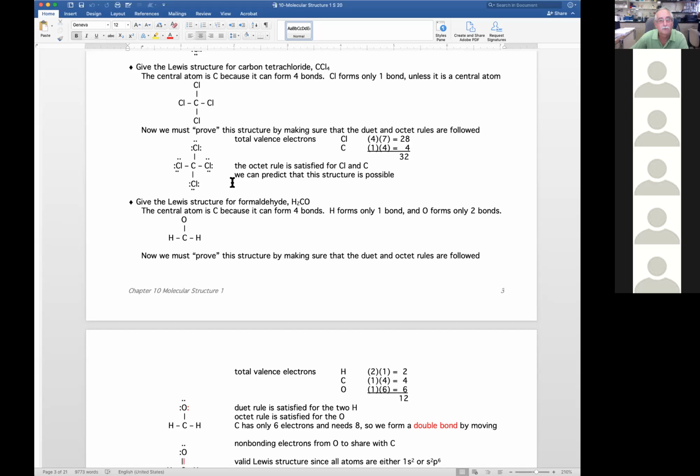Let's see if it makes everything happy. 8, 8, 8, and 8. And the central atom has 8. So I would predict that that would happen.